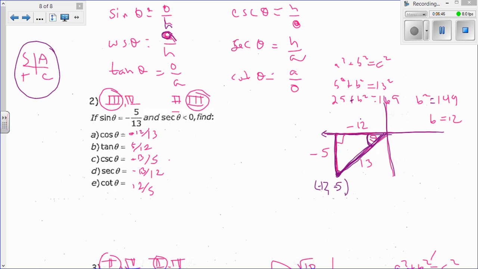Cosecant then is going to be hypotenuse over opposite, so it's going to be 13 over -5. Secant is going to be 13 over -12 because that is the hypotenuse over the adjacent. And cotangent is adjacent over opposite, so it's -12 over -5. Both being negative makes it positive. And there you go.